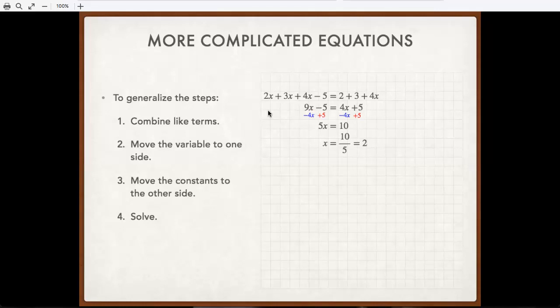To move our variables to the left, I subtract 4x from each side. This will cancel out the 4x on the right, and on the left it'll give us 5x after we subtract it from 9x. To move our constants to the right, I need to get rid of that negative 5 on the left. So I add 5 to the left side, and I add 5 to the right side. Negative 5 and the positive 5 on the left cancel out, and on the right I end up with 10. So I have 5x equals 10. I then divide each side by 5, and I get that x equals 2.